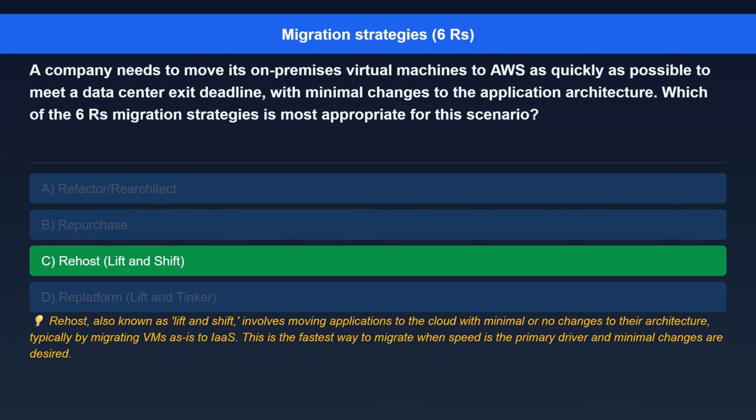The correct answer is rehost, lift and shift. Here's the explanation. Rehost, also known as lift and shift, involves moving applications to the cloud with minimal or no changes to their architecture, typically by migrating VMs as is to IaaS. This is the fastest way to migrate when speed is the primary driver and minimal changes are desired.